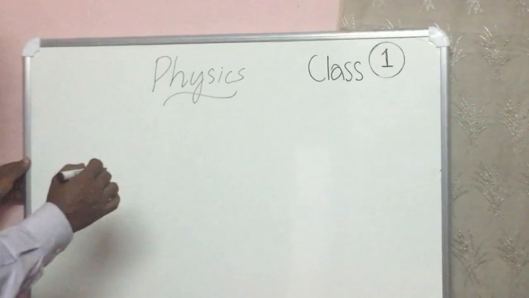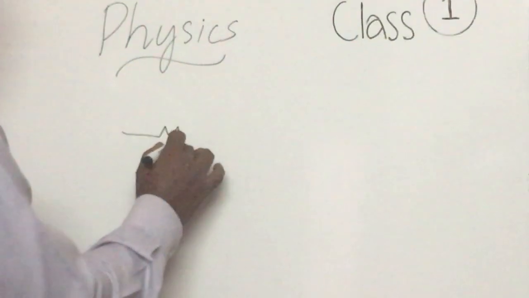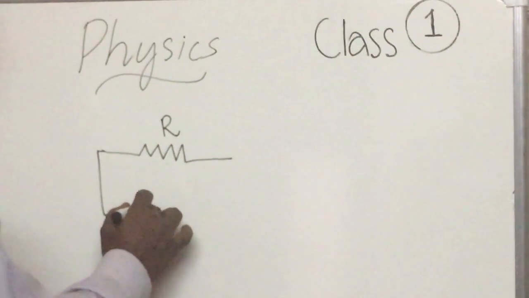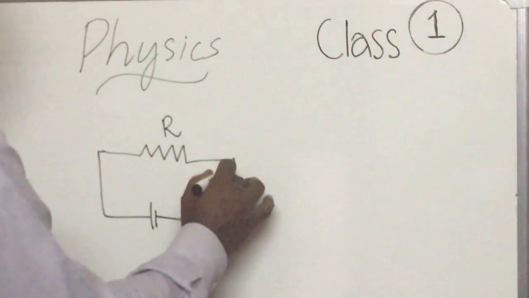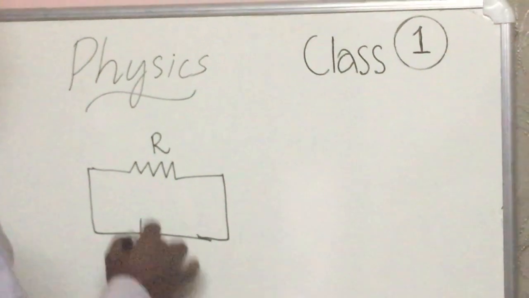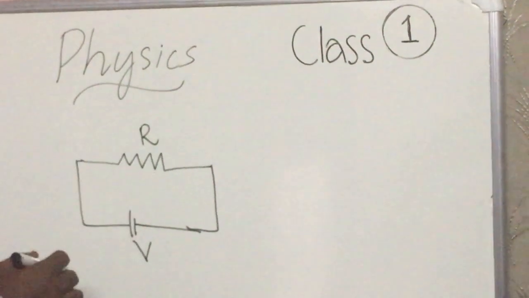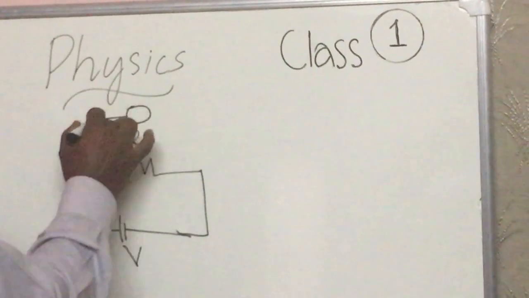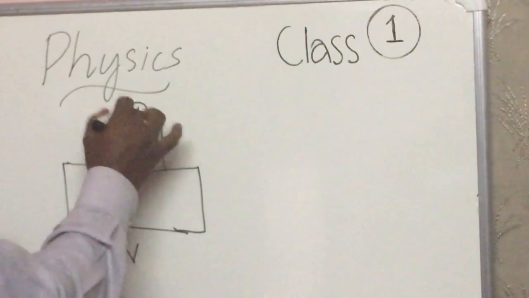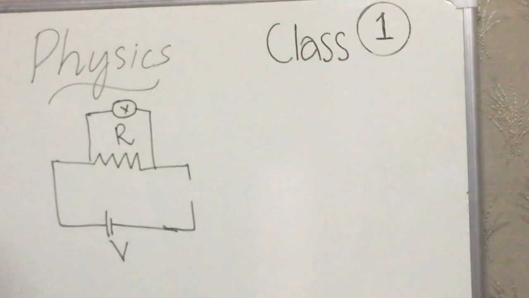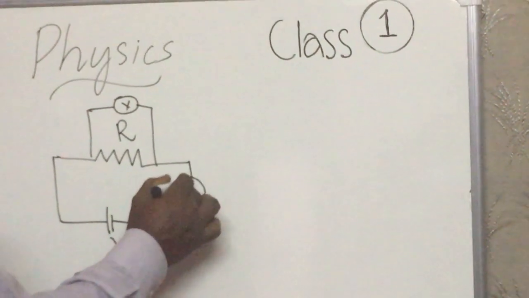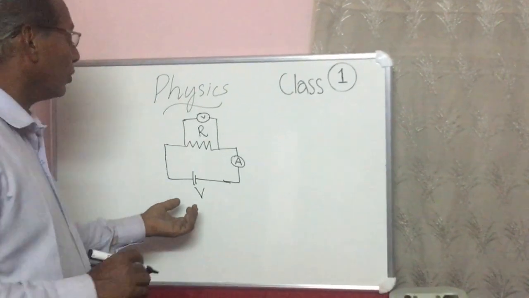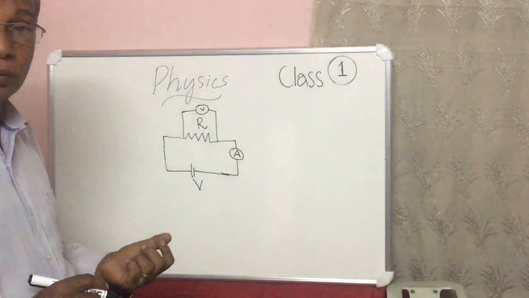Let us analyze the circuit where we use one resistance R connected to a battery or cell having potential difference V. The potential difference across this R can be measured using a voltmeter, and the current in the circuit can be measured using an ammeter. The voltage is measured in the unit volt.